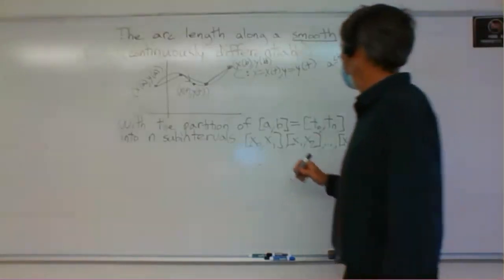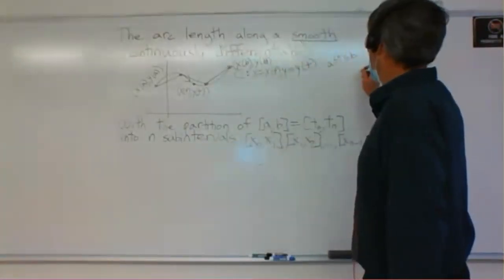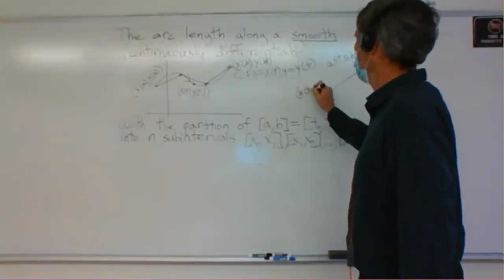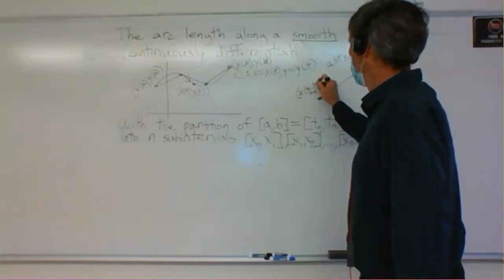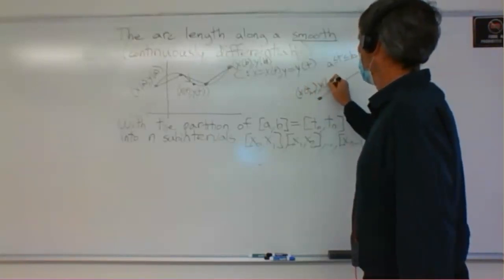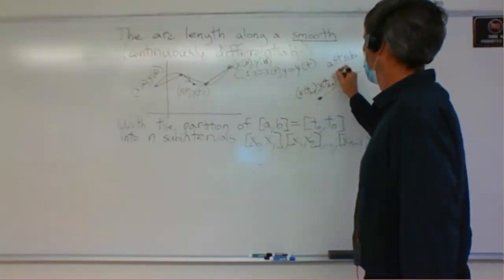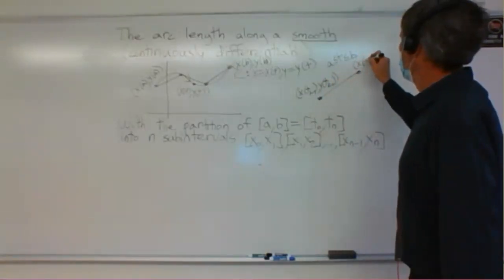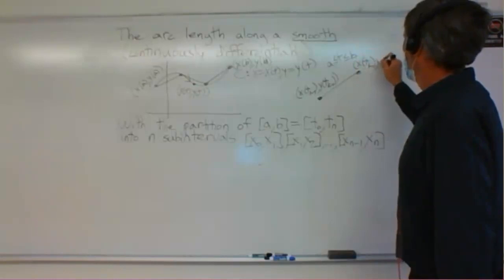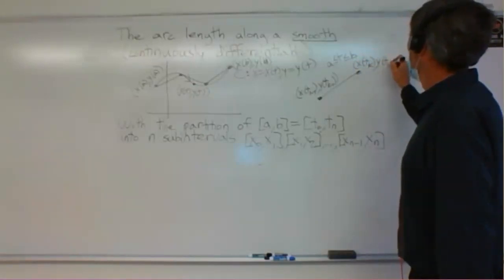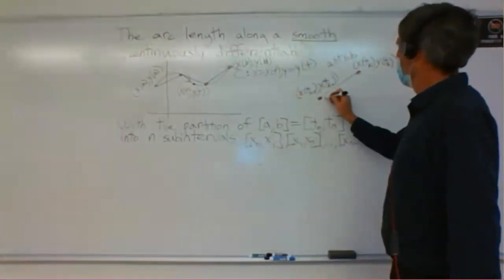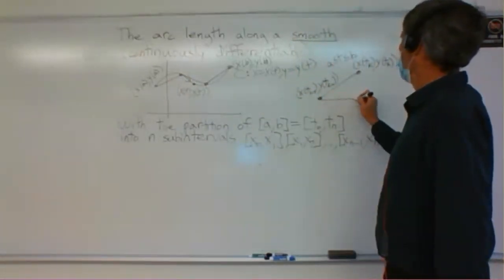The kth segment goes maybe from x of tk minus 1, y of tk minus 1, to x of tk, y of tk. So there's one of these line segments. And I know how long it is by the Pythagorean theorem, right?